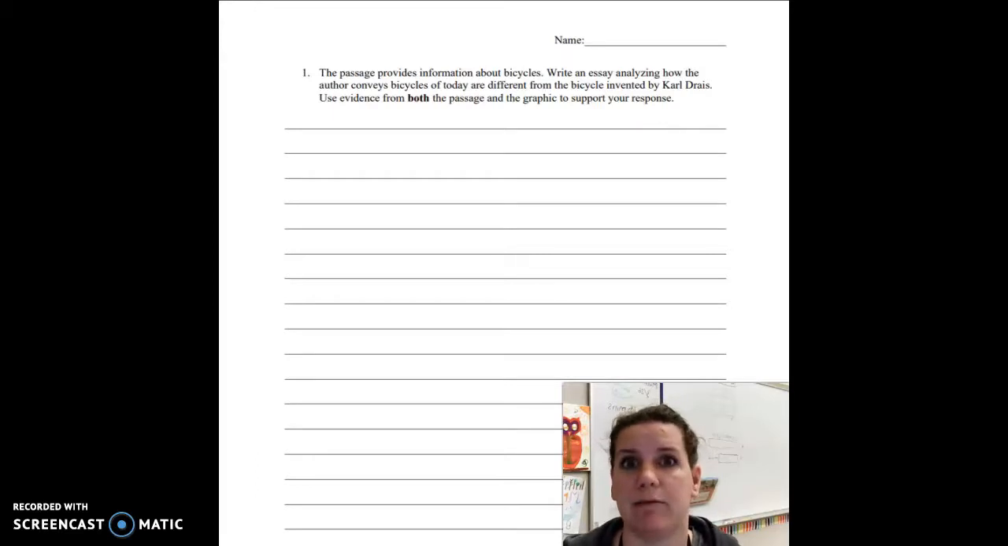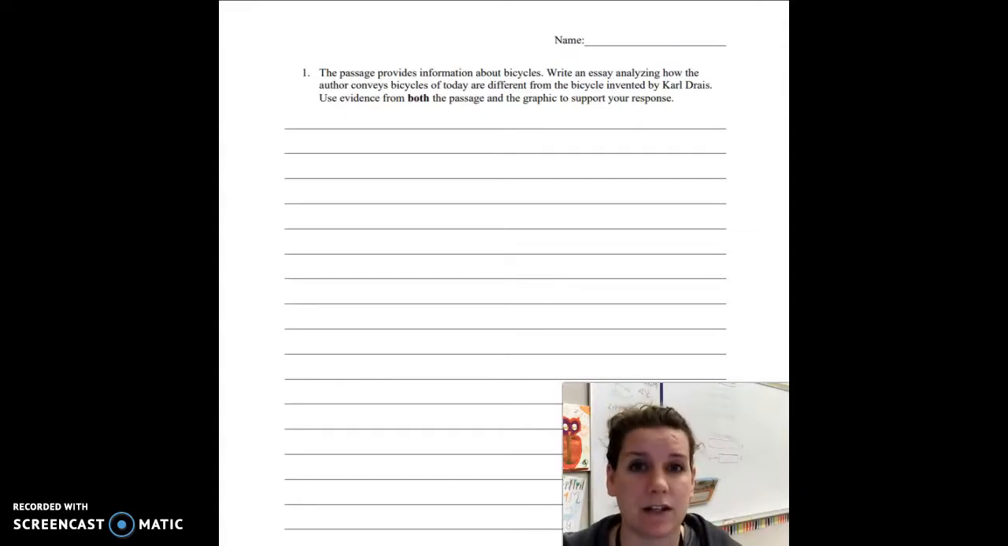So this might seem very familiar to you. And that's okay. It's supposed to be that way. So the first thing you want to do again is look at the prompt and you know what we're looking for while we're reading. So let's look at the prompt. It says the passage provides information about bicycles. Great. That first sentence always kind of gives you a summary of the passage itself.